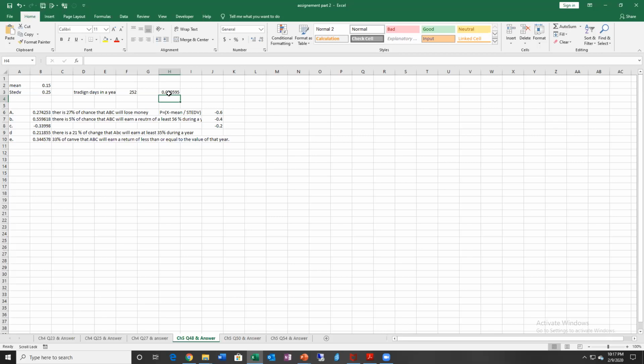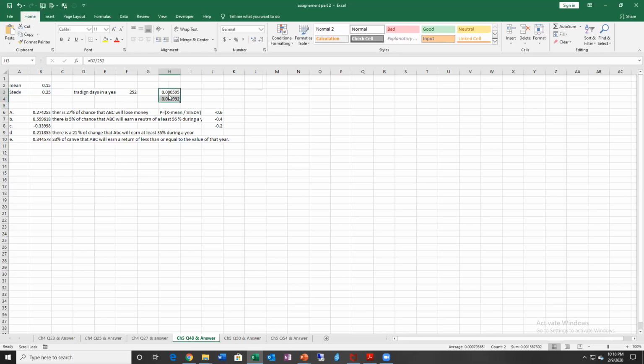And the standard deviation, you do the same thing. Because the standard deviation is for the year, you're just going to do the standard deviation divided by the 252 days. So all I need to do is just use the standard deviation divided by the amount of days? Right, 252. And you would get the standard deviation per day. Oh, that's it? That's it. Now that you have the mean and the standard deviation, you can answer the rest of the question.